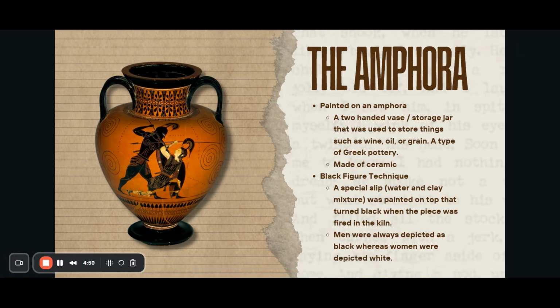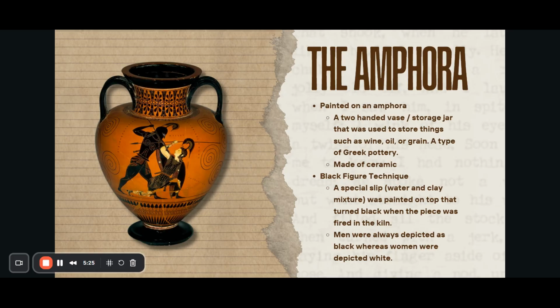Black figure, which is the technique seen on this vase, is believed to have started in Corinth. Black figure is more than just painting, however. Firstly, the artist must apply the clay slip, which is a mix of clay and water. Then they must use a sharp stylus to add all of the details that they want. Then they would add other colors, such as the white clay used for Penthesilea's skin.